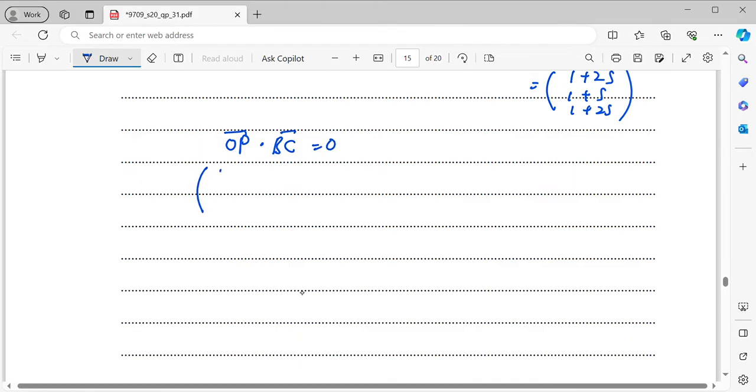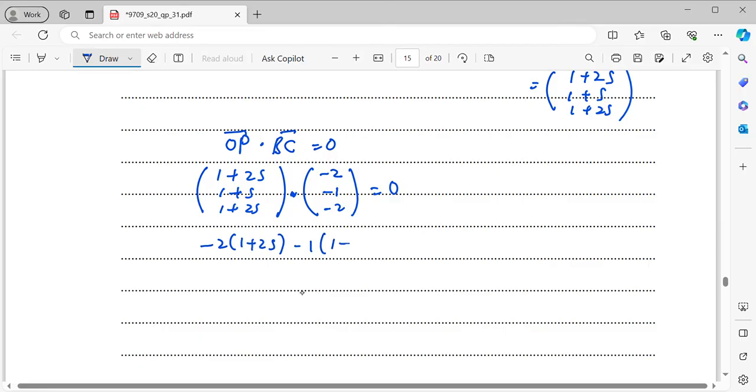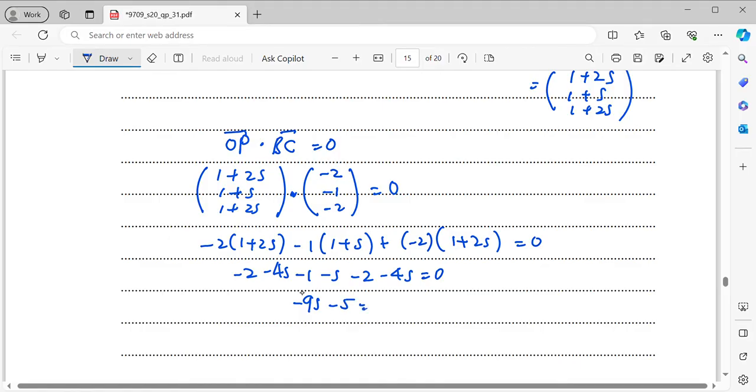Okay, so now just rewrite (1 plus 2S, 1 plus S, 1 plus 2S) multiplied with BC, which is (-2, -1, -2), equals 0. When we do the expansion, the scalar product gives -2 times (1 plus 2S) minus 1 times (1 plus S) plus -2 times (1 plus 2S) equals 0. Then you will get -2 minus 4S, -1 minus S, -2 minus 4S equals 0. Then you will be getting -9S minus 5 equals 0. Hence, your S is -5/9.